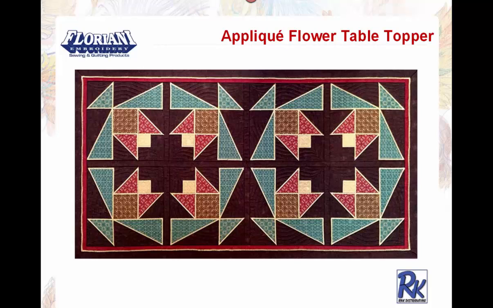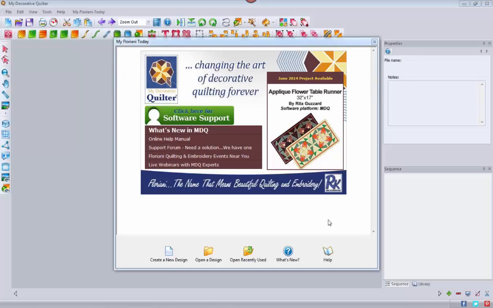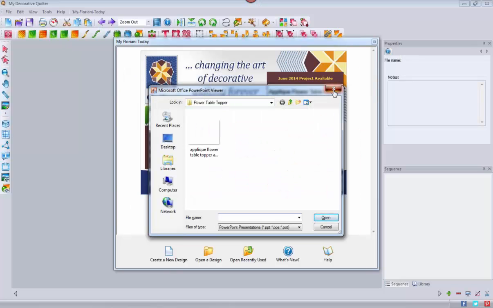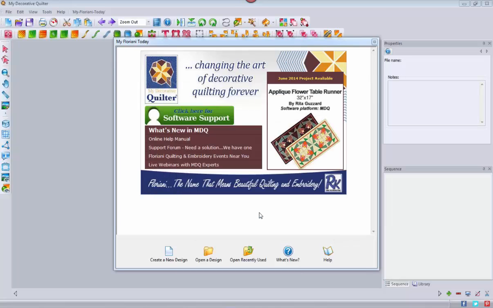So I'm going to go ahead and close that presentation, and we're going to go right into my decorative quilter. So when you open my decorative quilter, you'll get this My Floriani Today screen. And if you look right over here, there's a window here with the Applique Flower Table Runner project. It's our June 2014 project, so it's already up there.